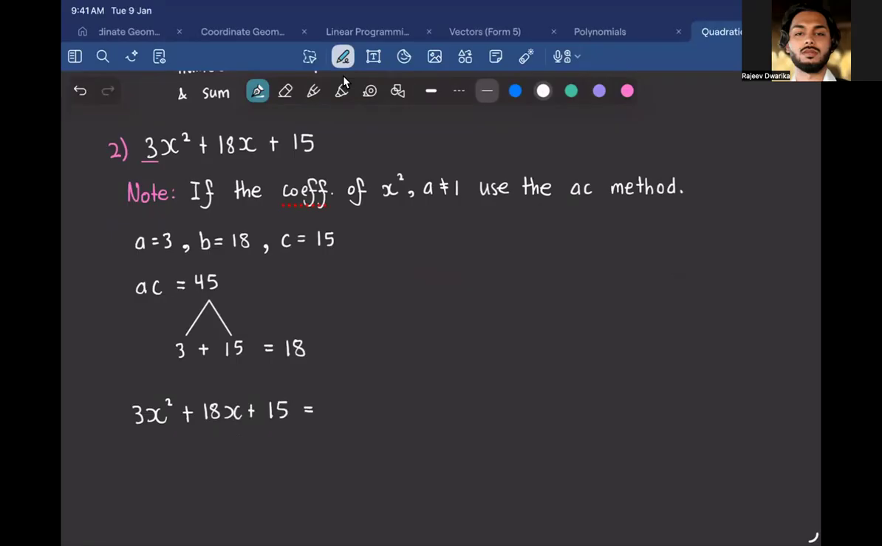as what? Tell me, Avinash. How am I going to write that? Do you remember the next step? Nah, I can't remember it. Okay, the next step is to take the B term and split it up into the numbers we just found. So instead of writing 18x, we are going to write what? Plus what? Plus 3x, plus 15x.